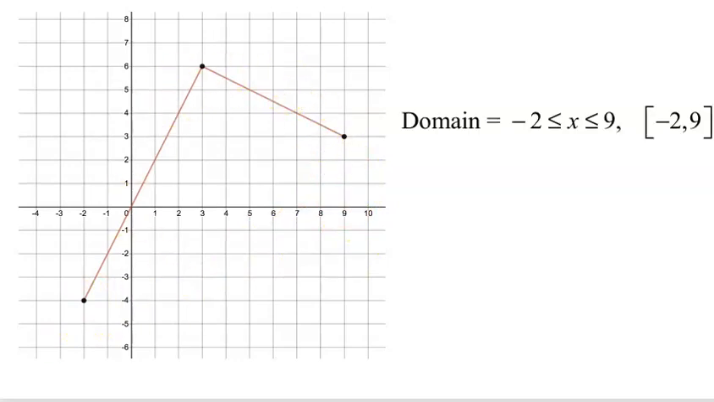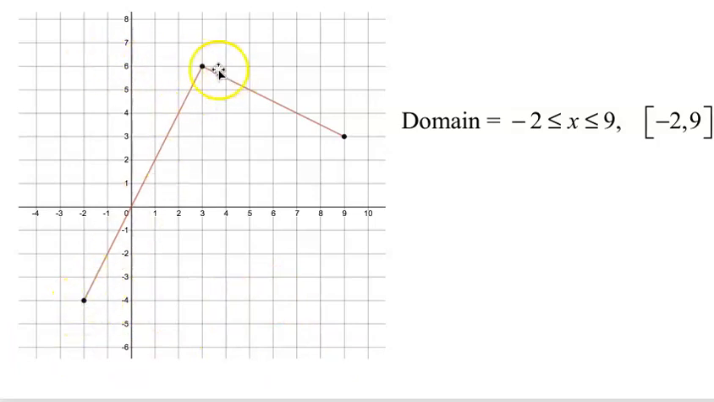So my domain is x is greater than or equal to negative 2 and x is less than or equal to 9. So square brackets negative 2 to 9. Similar argument for the y values. You'll notice negative 5 does not show up on the graph. Negative 6 as a y value does not show up on the graph. But negative 4 does. How high does it go?